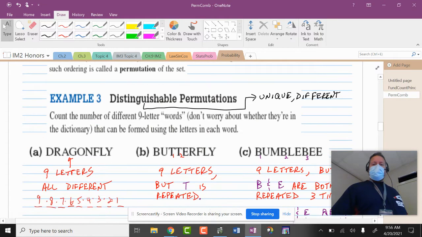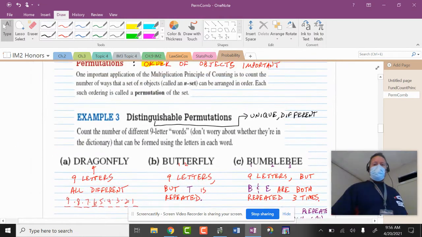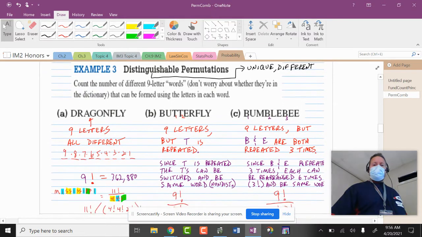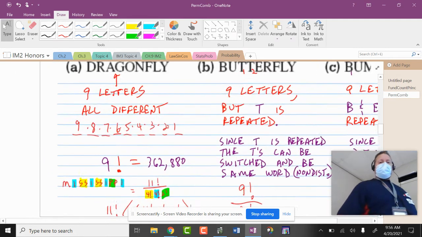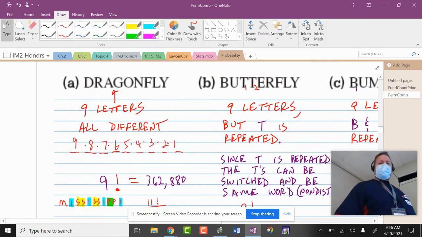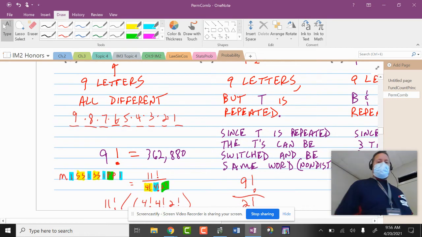But really made a big deal about permutations where order matters, and we're going to have a permutation formula coming up here. But the first example was how many different ways can I rearrange the letters dragonfly? They don't have to be words per se, but different arrangements of the letters. So all 9 letters rearranged, it's 9 factorial.